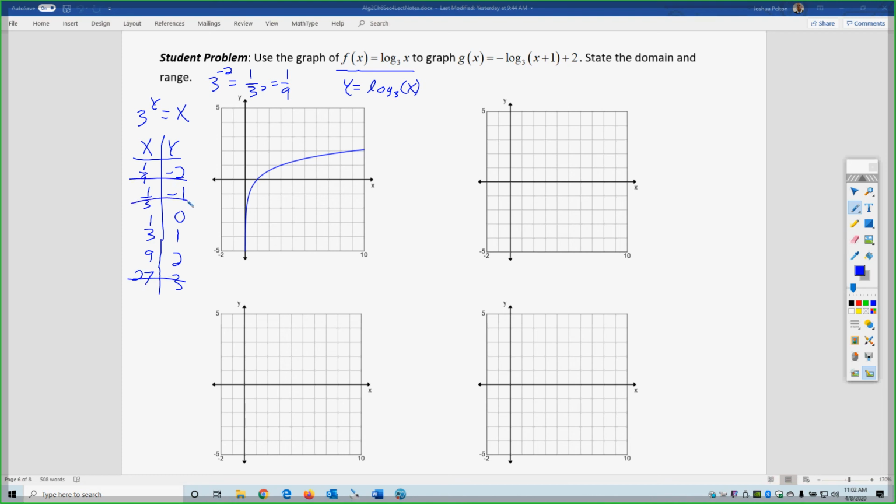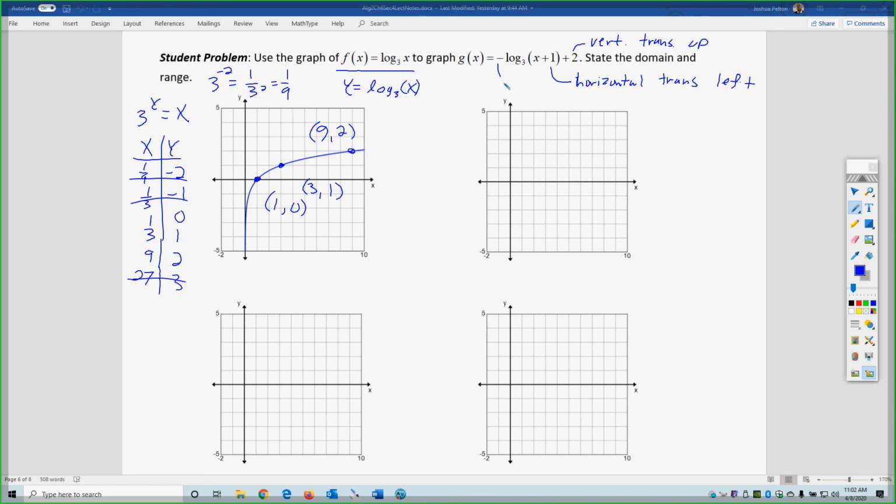Those are fractions, we won't do those ones. So 1, 0, 3, 1, and 9, 2 are three convenient whole number points we'll do. Okay, so if we look at the function here, what do we have? We have a vertical translation up, a horizontal translation left, because outside is y, inside is x.